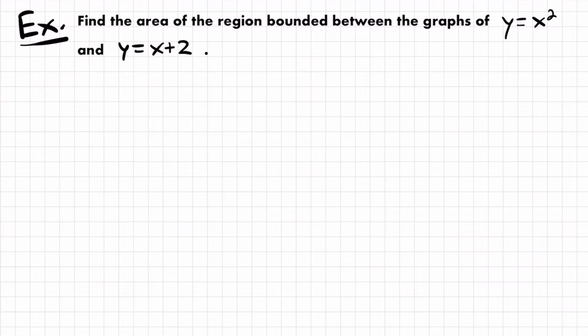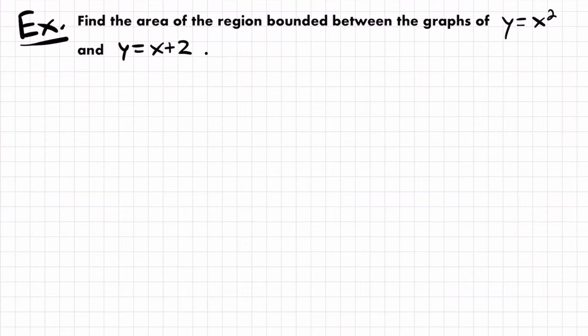And in most cases, you are not going to be told the bounds of integration for the region that you want to calculate the area of. And that is because the two equations you are given most likely intersect at 2 points, and those points are going to be your bounds of integration.